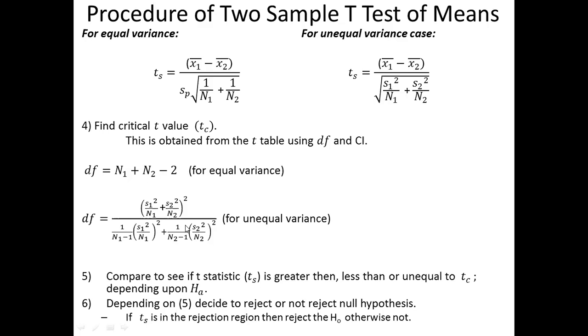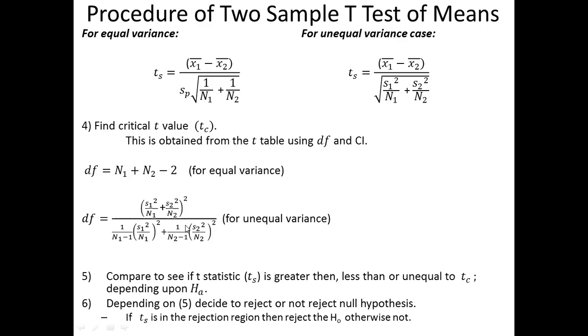The fifth step is comparing the TS with the critical T value. We can have either the case that it is less than, greater than, or not equal to, depending upon our alternative hypothesis. And the last step is whether our TS is lying in the region of rejection or not, which is given by step number 5.